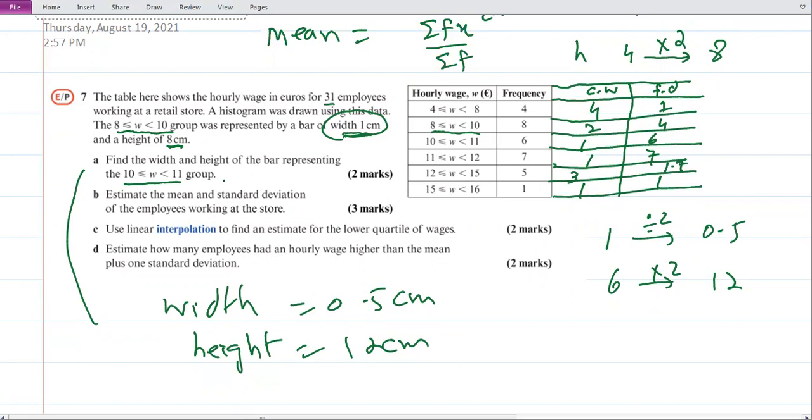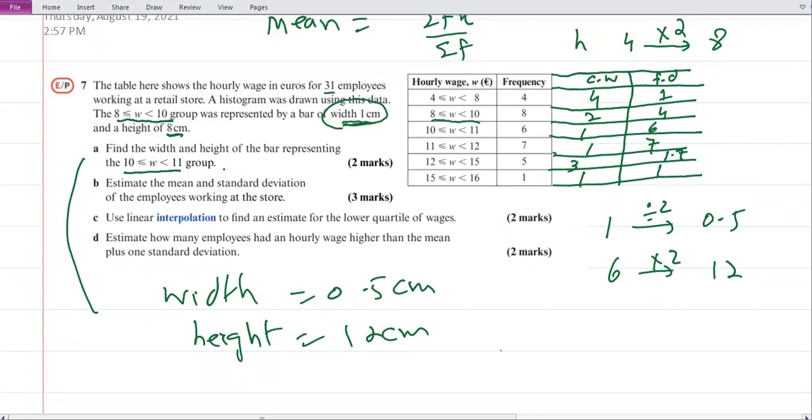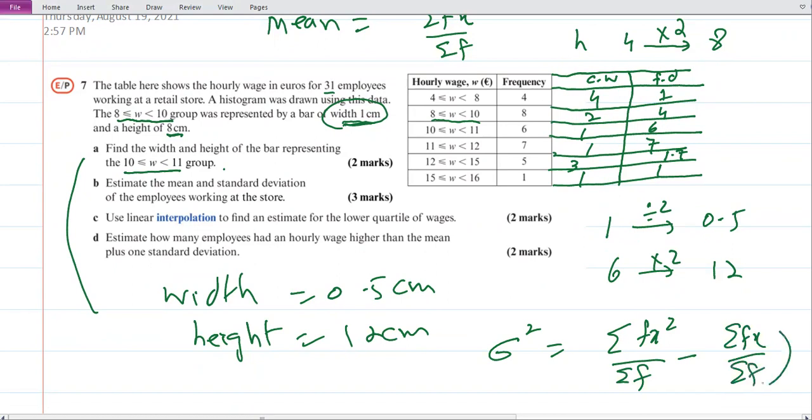We did the standard deviation. If you have to find the standard deviation, you know it is this. And what is the formula for the standard deviation? It will be sigma fx square over sigma f minus sigma fx over sigma f whole square. This is the formula for the standard deviation.